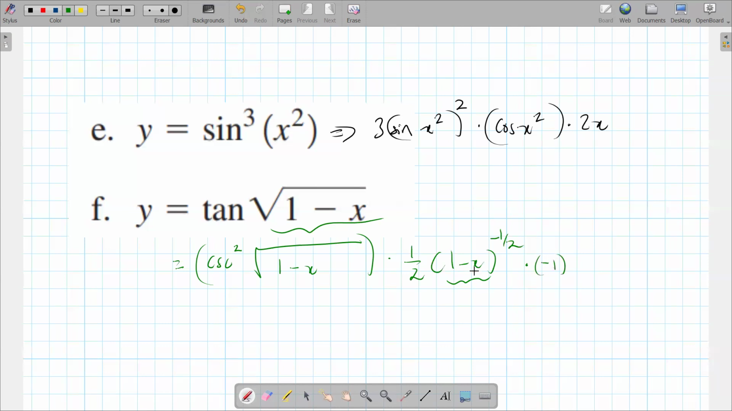The derivative of 1 minus x, well, the derivative of 1 is 0. But the derivative of negative x is minus 1, so that's the important part. If it was 1 plus x, we could have completely ignored it because the derivative would have been 1. Cool? Done.